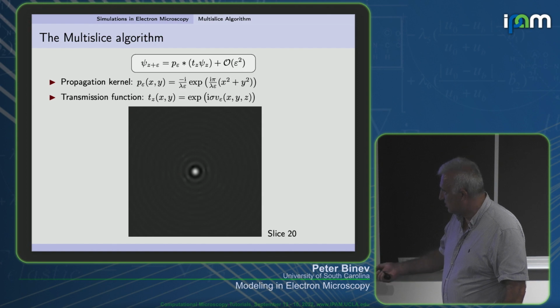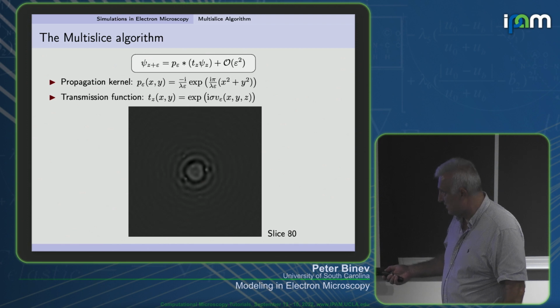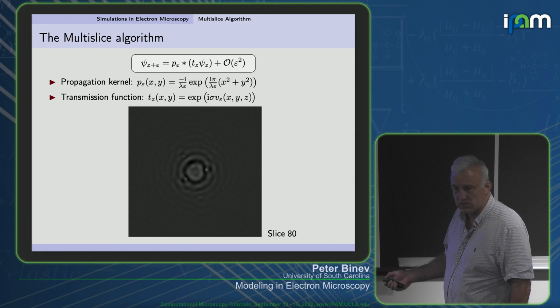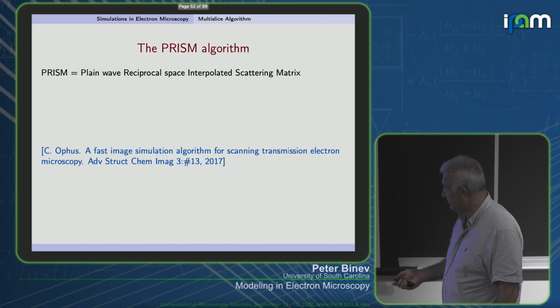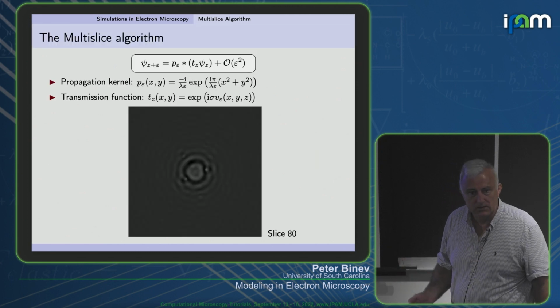Then we go to the next one. You can see already the distortions significantly, and then you see how the wave actually dissipates, and then after several slices, this is the last slice. So after several slices, you receive something like this, which is the exit wave. And then this is calculated, and we receive the results.